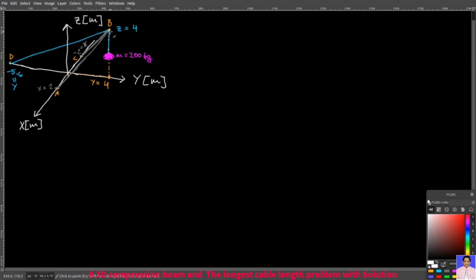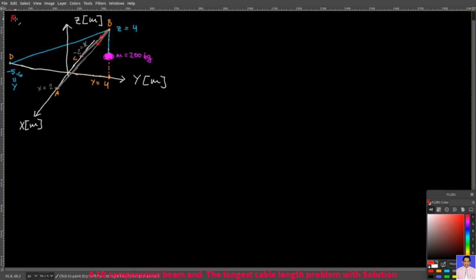And then you have this cable here that holds this mass, which is 200 kilograms, and this cable goes over this beam till that point D. And this point D is at y equals minus 5.6 meters, and the x and z dimensions are 0. Now let's assume that these two gray beams are only subject to compressive forces. And so what's the compressive force in the beam A and B?